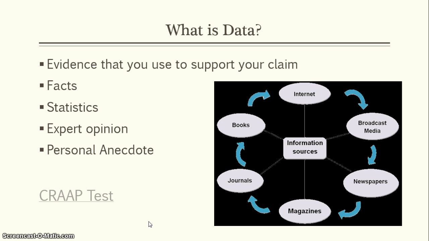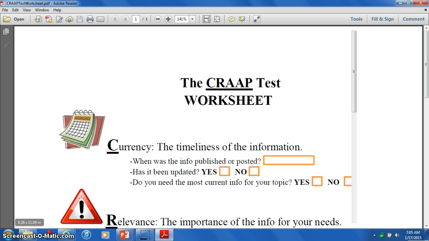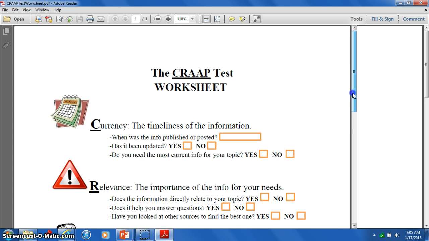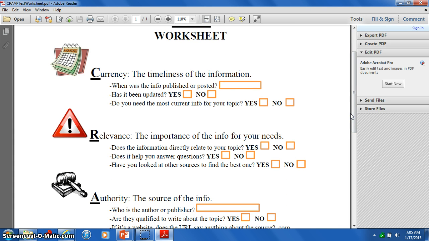When you're researching your data, you need to make sure that your resources are reliable. And to determine the reliability of your resources, we use the CRAP test. Let me go ahead and click over to that worksheet, which you will also find on our class website. When evaluating your resources, I want you to look at the currency.